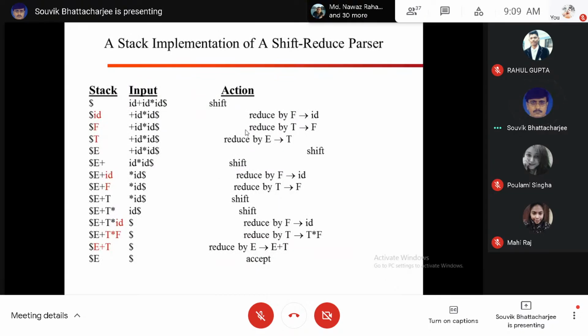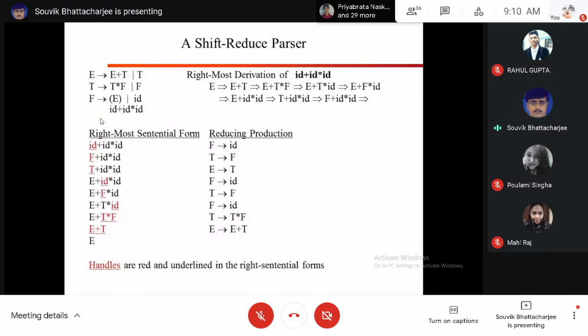Initially, the stack contains nothing, only the end of string marker, and the input string is followed by the end of string marker dollar. Now shift your first input symbol onto the stack. Now as ID is a handle, you just see, because we are using these production rules.